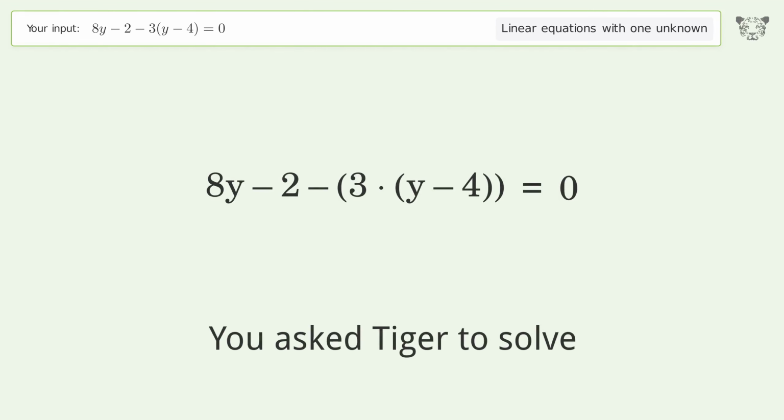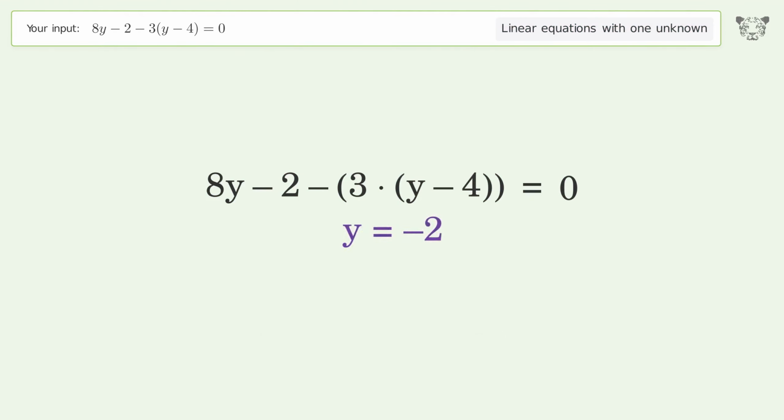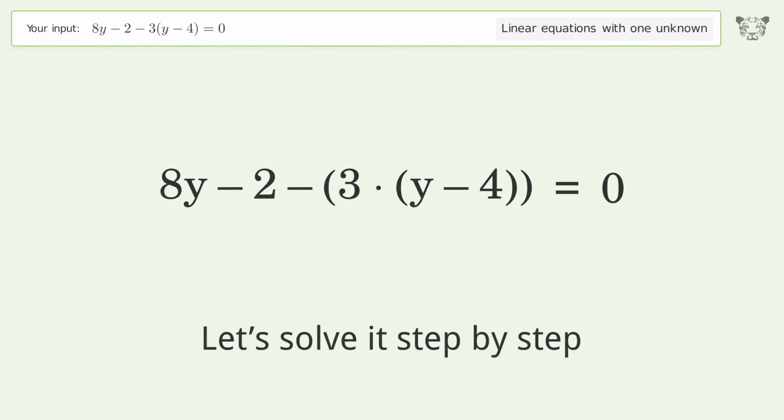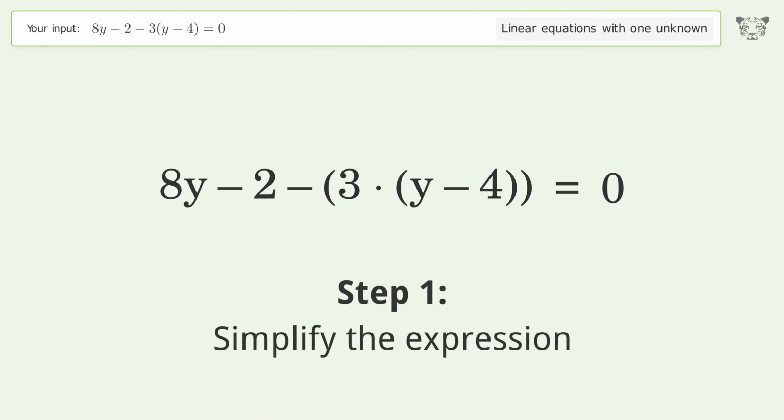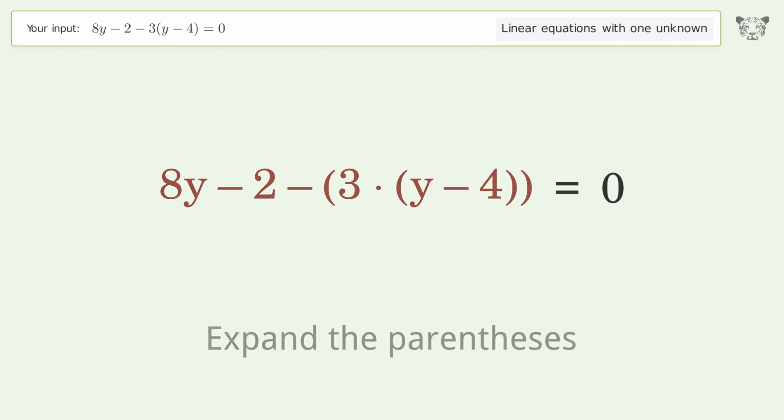You ask Tiger to solve. This deals with linear equations with one unknown. The final result is y equals -2. Let's solve it step by step. Simplify the expression. Expand the parentheses.